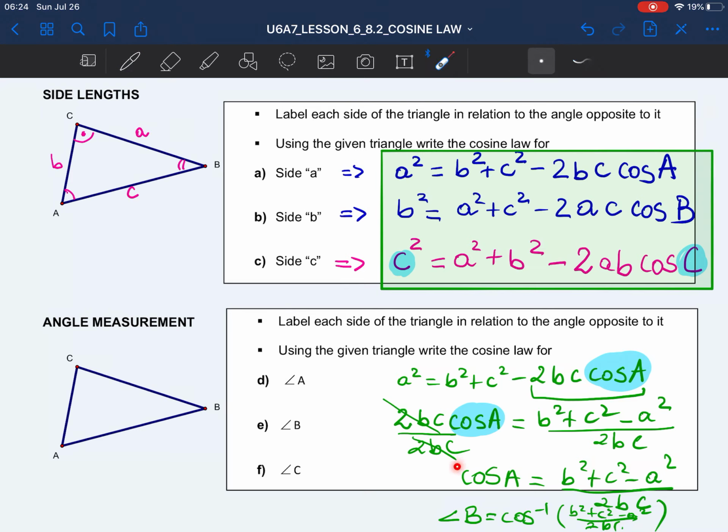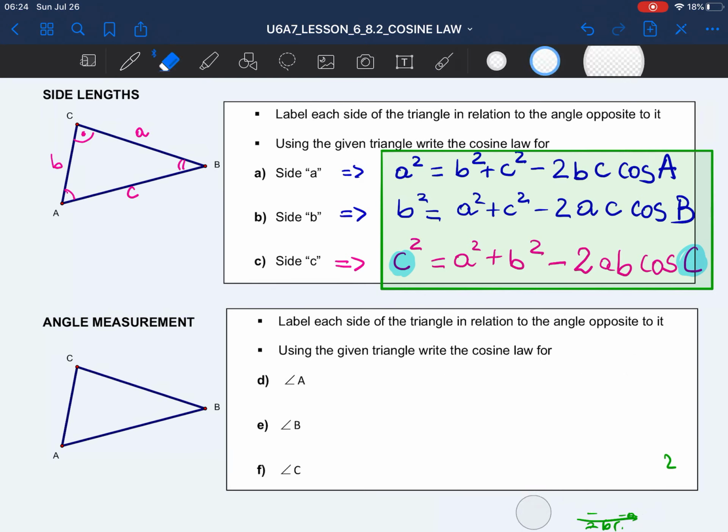So how can we memorize this formula? Well, remember that when we're trying to find the cosine of A, you're going to have to subtract A squared in the numerator. The rest is the sum of the squares of the two other sides. And then you have to divide by 2BC, because remember that used to be the coefficient of cos A. So what I'm going to do now is write the formula for each angle. So this is how I try to write them.